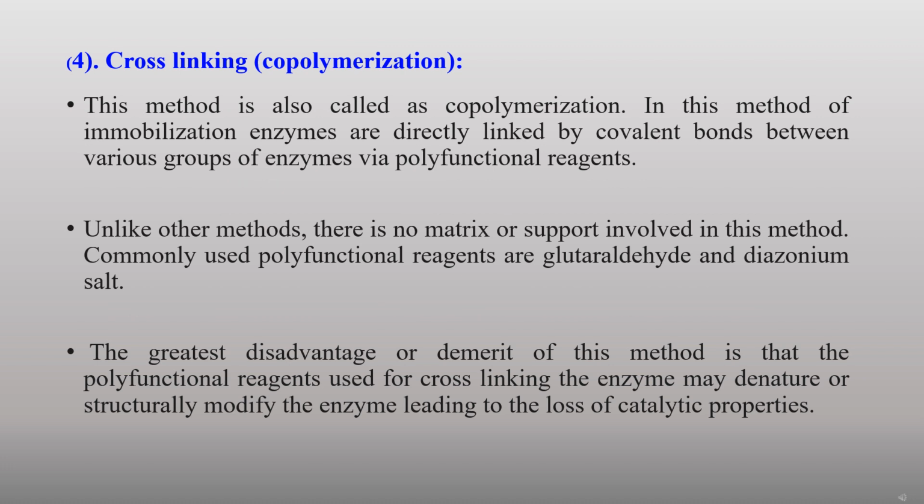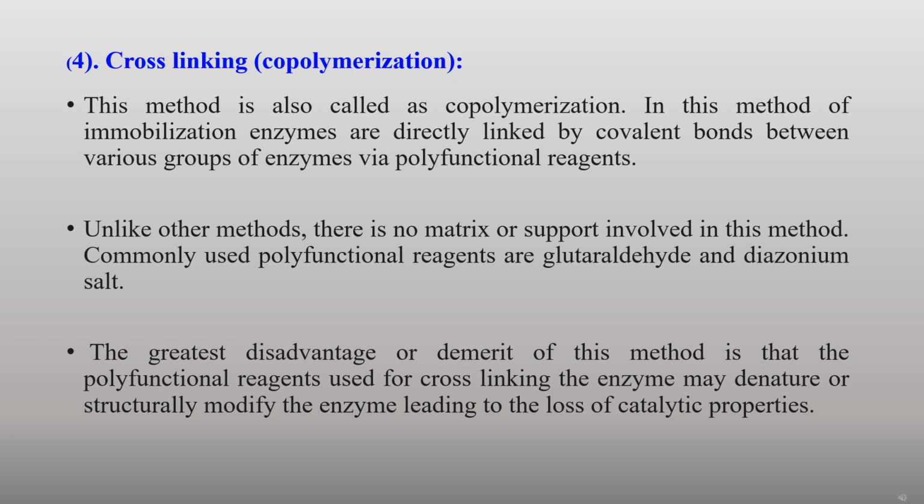Cross-linking or copolymerization. This method is also called copolymerization. In this method of immobilization, enzymes are directly linked by covalent bonds between various groups of enzymes via polyfunctional reagents. Unlike other methods, there is no matrix or support involved in this method. Commonly used polyfunctional reagents are glutaraldehyde and diazonium salt.